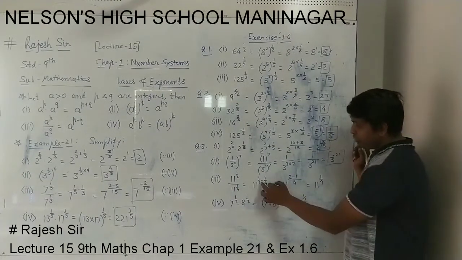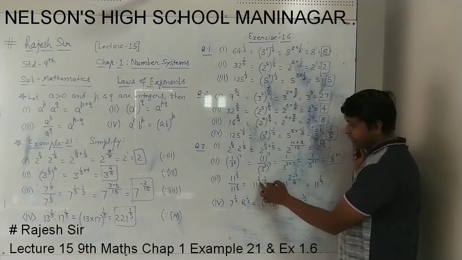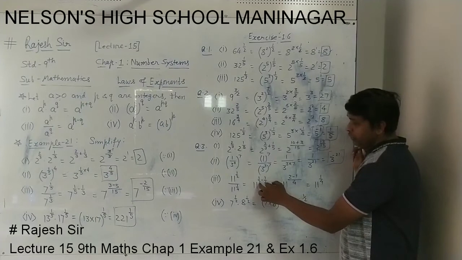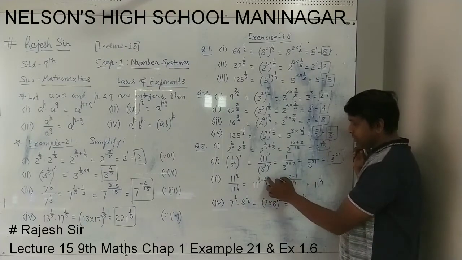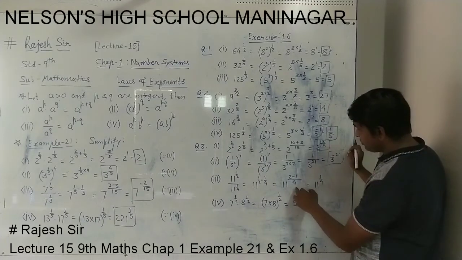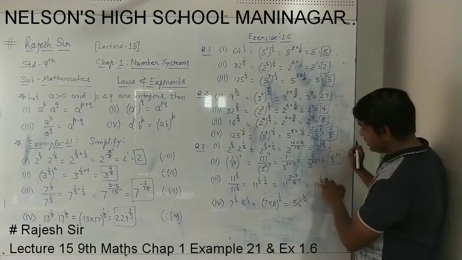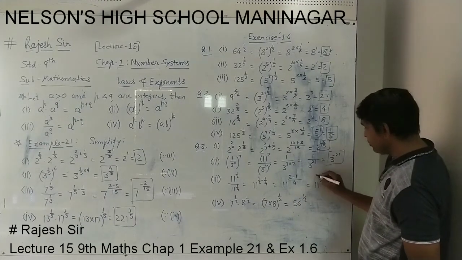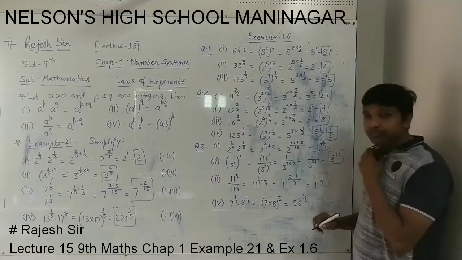So 11 raised to 4 and 2 subtraction, the LCM of 4 and 2 will be 4. You get here 4, 2 twos are 2, minus here is 1, so 1 will be 1 as it is, equals 11 raised to 2 minus 1 is 1 and 4 as it is. So the answer is 11 raised to 1 by 4 finally.